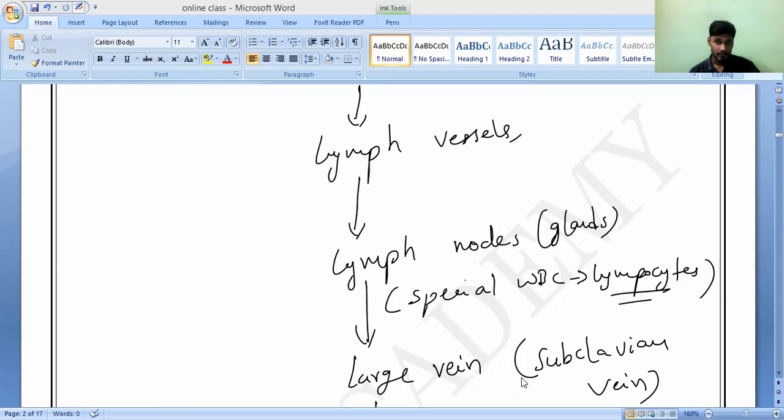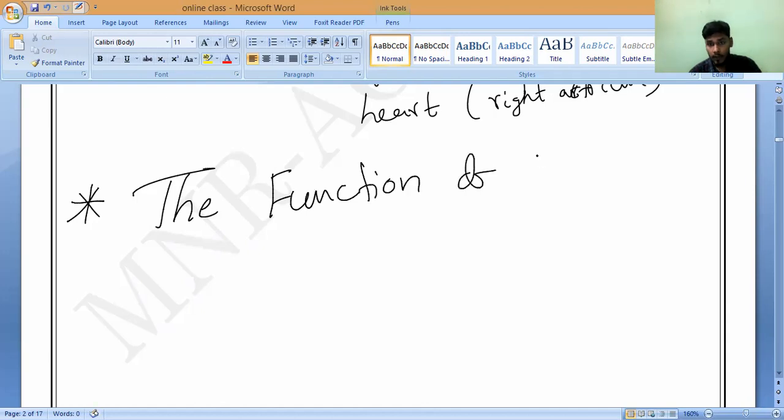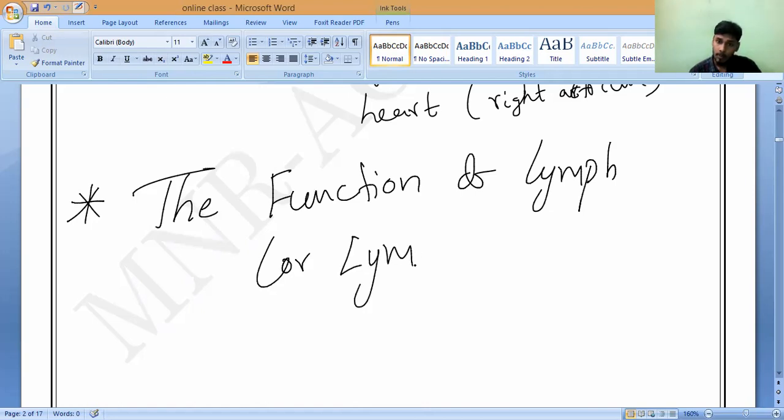It's okay. So now, this is what we can say about the lymphatic system. In today's class, we are going to continue with the functions of lymph or the lymphatic system, and later we'll enter into the last concept of this chapter, excretion. Please keep the heading: the functions of lymph. It is a very important question for a 2-mark question. The functions of lymph.